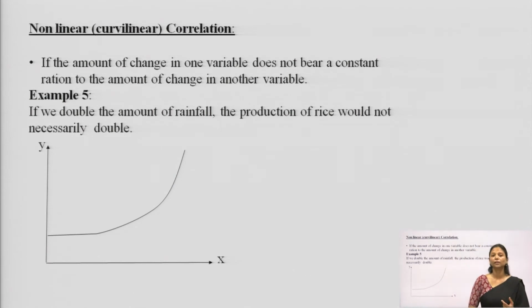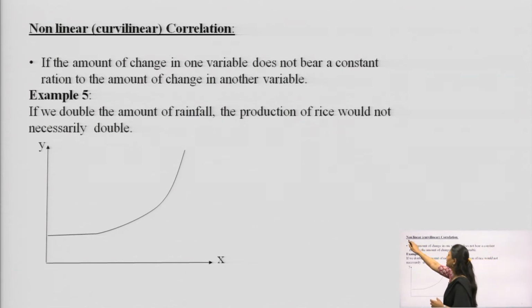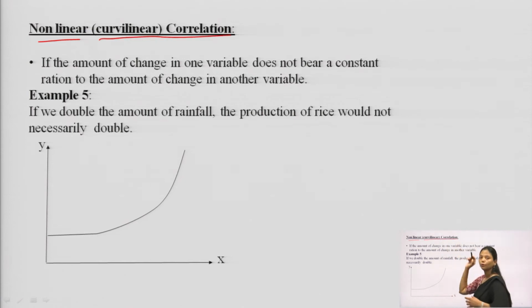Now, we have a non-linear or curvilinear curve in which the ratio between the two commodities might not remain the same. If the amount of change in one variable does not bear a constant ratio to the amount of change in the other variable, then it gives rise to a non-linear or curvilinear correlation, and a curvilinear line while plotting it onto the graph. For example, if we double the amount of rainfall, the production of rice might not double.